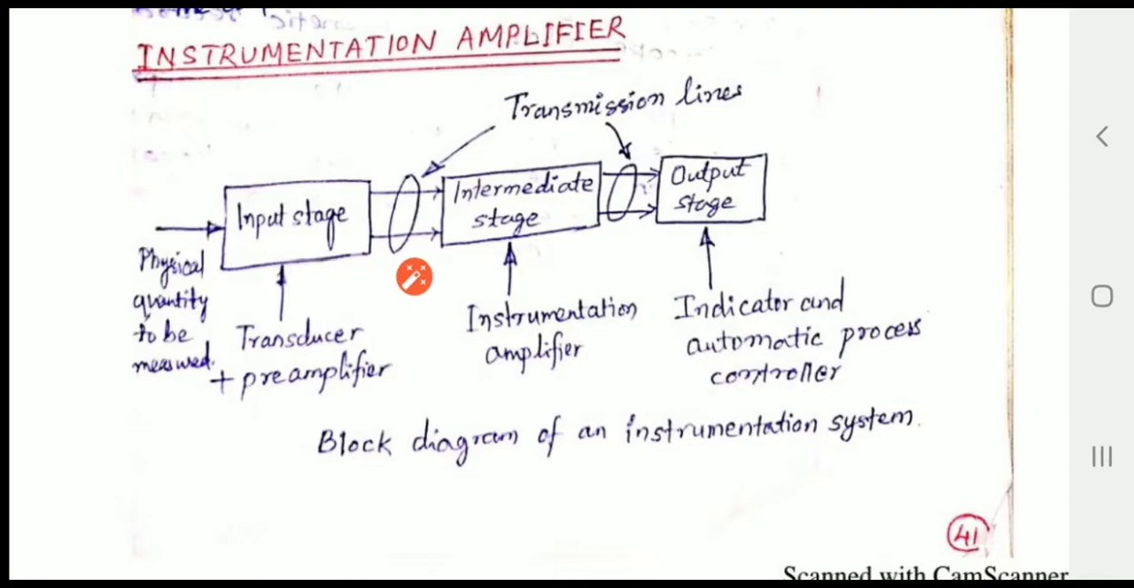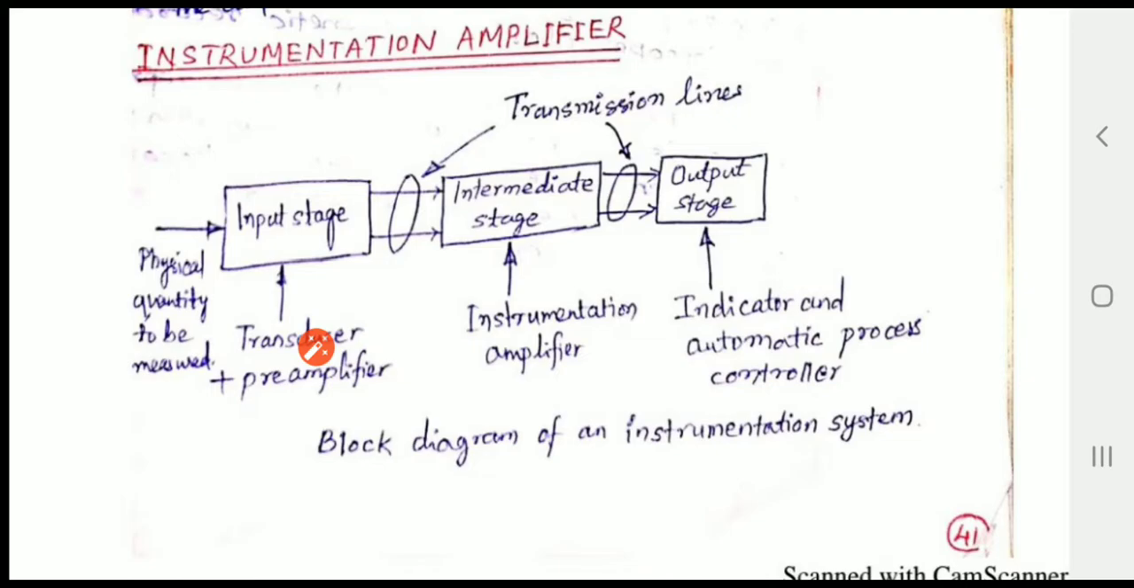So the input stage is nothing but a transducer with a preamplifier. This input stage takes the physical quantity which needs to be measured, and that physical quantity is converted into another form of energy. For example, you can take light, or force, or pressure. All these physical quantities can be converted into electrical energy. That is the role of the transducer used in the input stage.